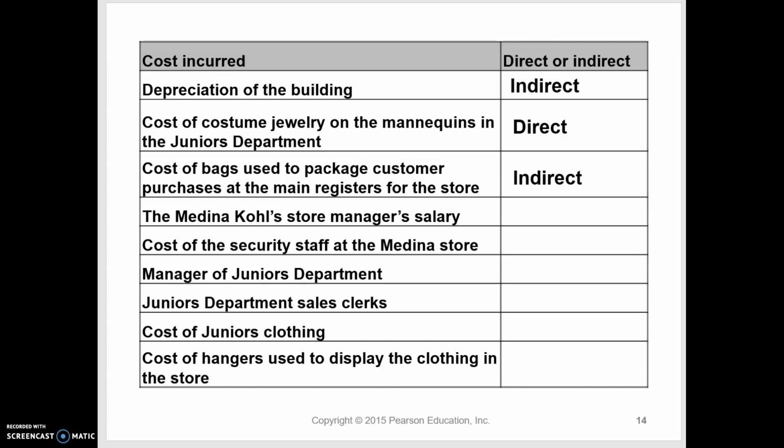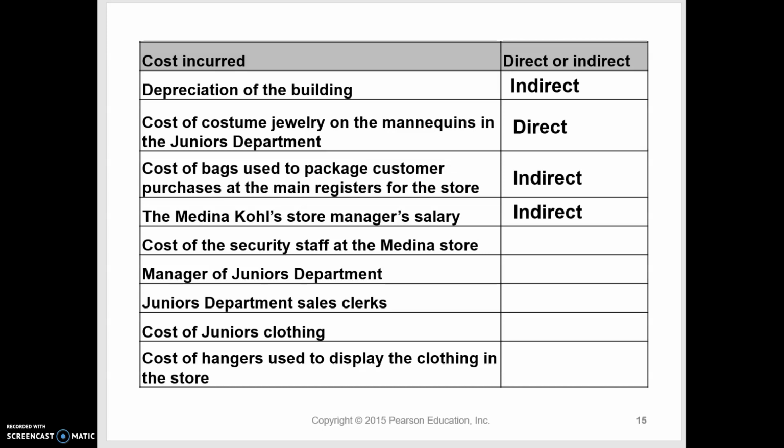The cost of the bags used to package customer purchases at the main registers for the store would be an indirect cost. If you've ever been in a Kohl's store, you can get something from the juniors department, maybe you go and buy a baby gift for somebody, maybe you go buy a blender, right, and you bring that all to the cash register and then they bag it all up. So the bags are used for all of the departments in the store, so that's why it's an indirect cost.